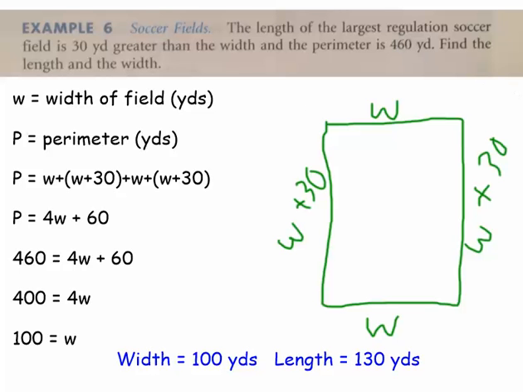I think it is a good idea to check your answer. Add up 100, 130, 100, and 130 and make sure that you do get 460 yards.